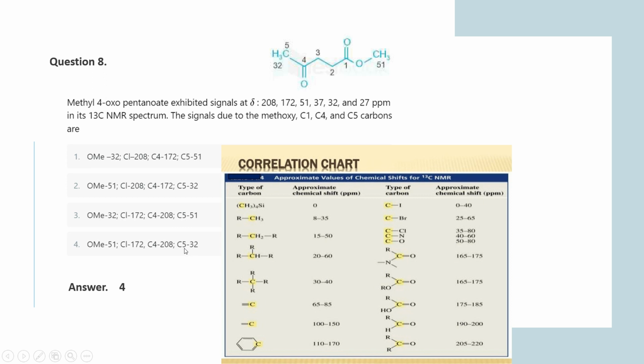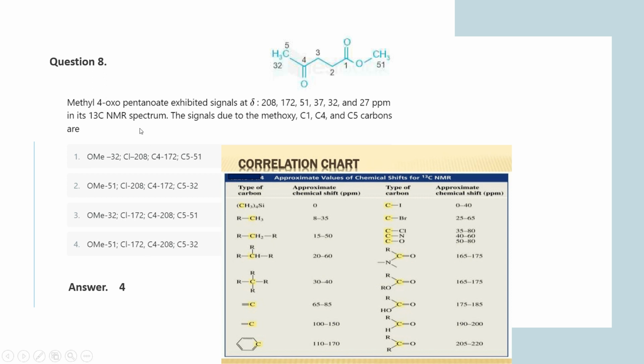Let us match C4 and C5 as well. For C4, this ketone group is here, right? For ketones, what I said, the value is maximum, which lies from 205 to 220. So here also the value is given as 208. So it is in line. And for C5, which is a COCH3, the COCH3 values are not much deshielded, and they lie around 25 to 40. As you can see, for COCH3 the value is given as 32. So definitely option 4 is the correct answer here.